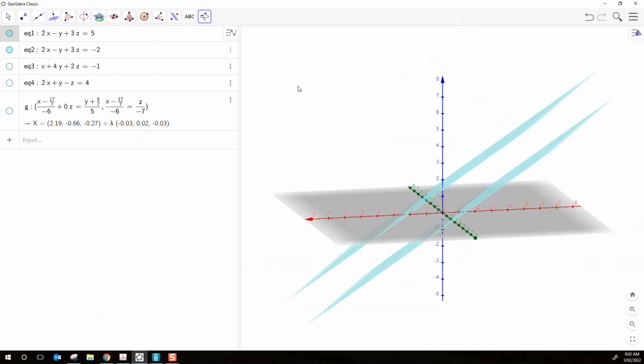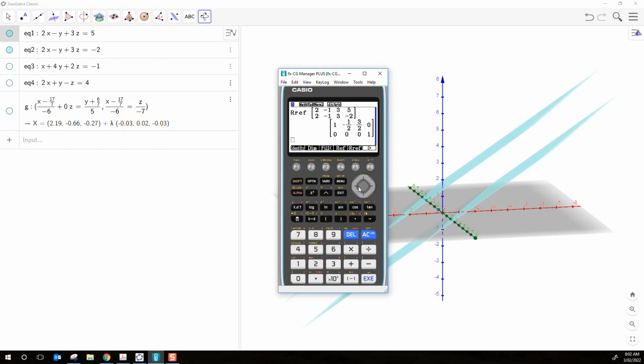Now, what happens if I try to solve those two systems? There's two equations in three unknowns. I won't get a unique solution by any means, but what happens if I try to solve that? So you can see here what I've done. I've entered an augmented matrix. 2, minus 1, 3, 5, that's equation 1. Then 2, minus 1, 3, minus 2, that's equation 2. So immediately you can see the coefficients are the same. Something's going to be a bit off.